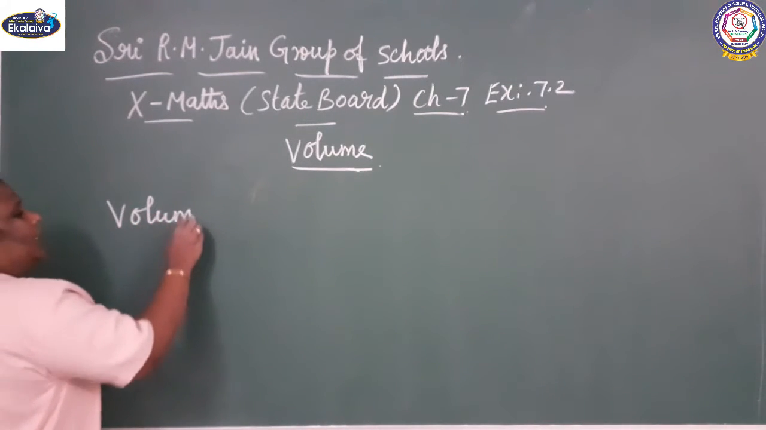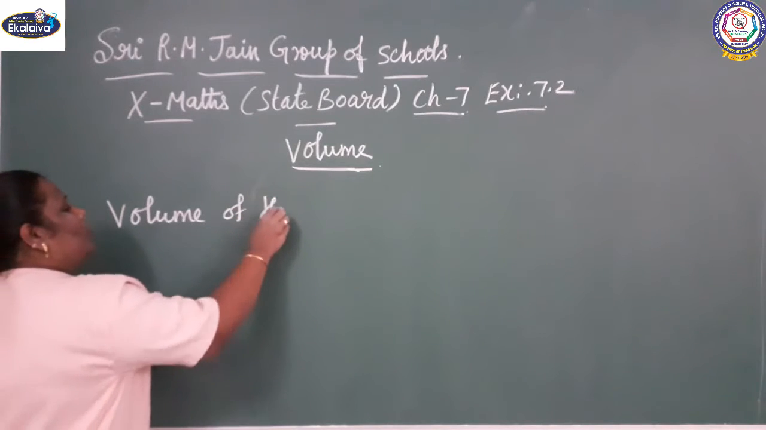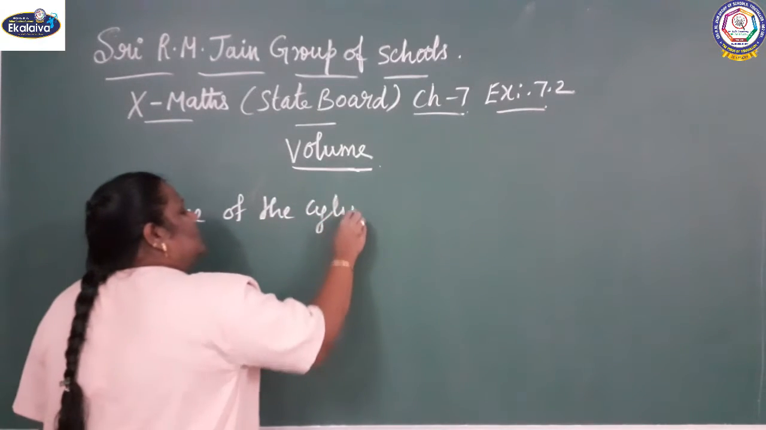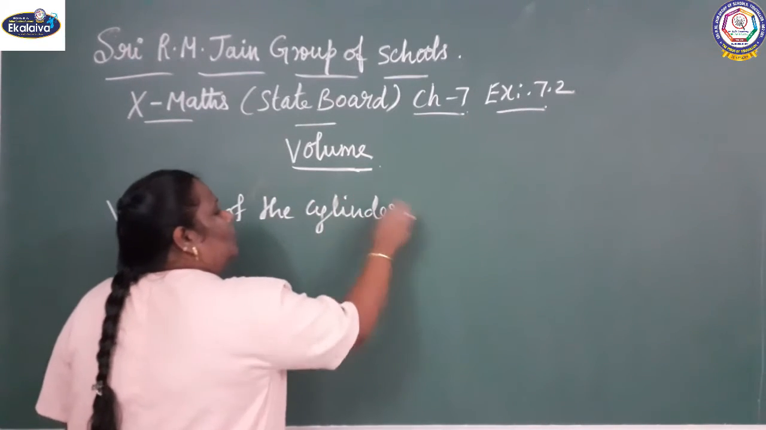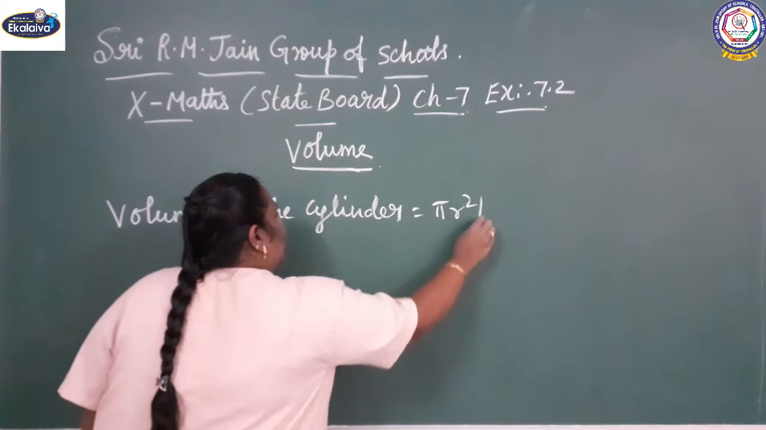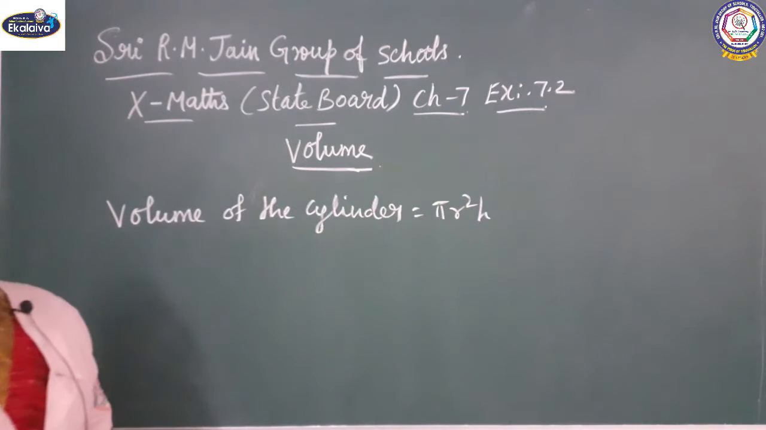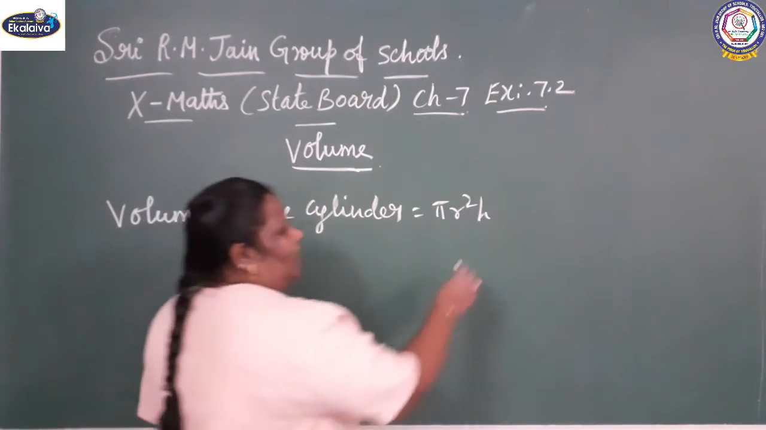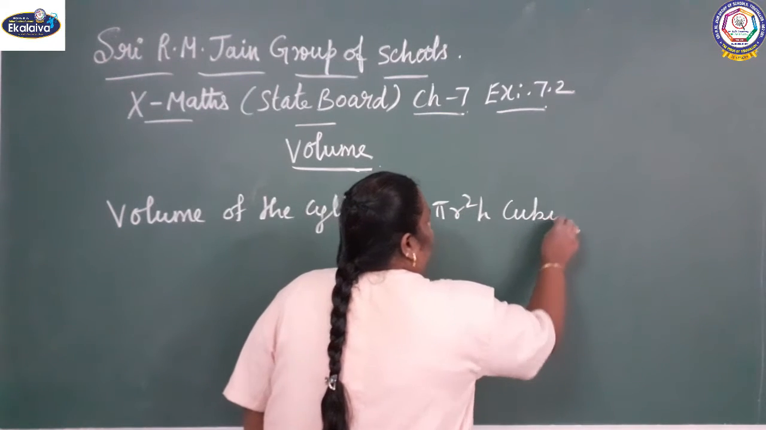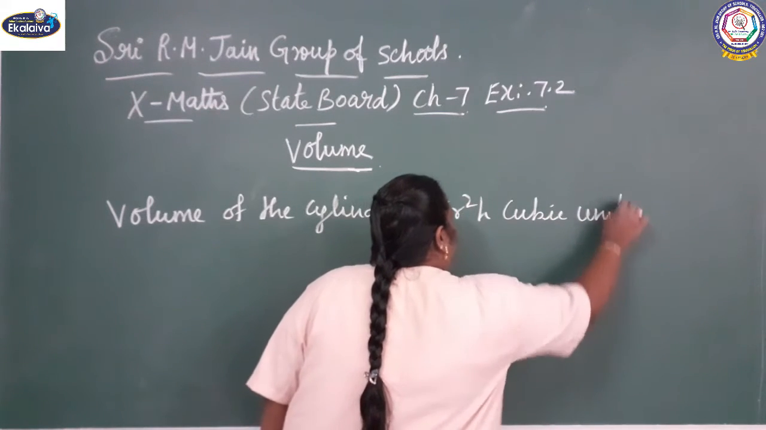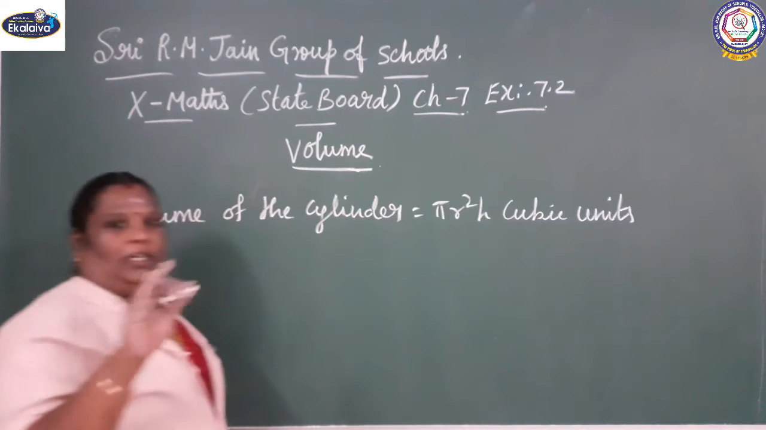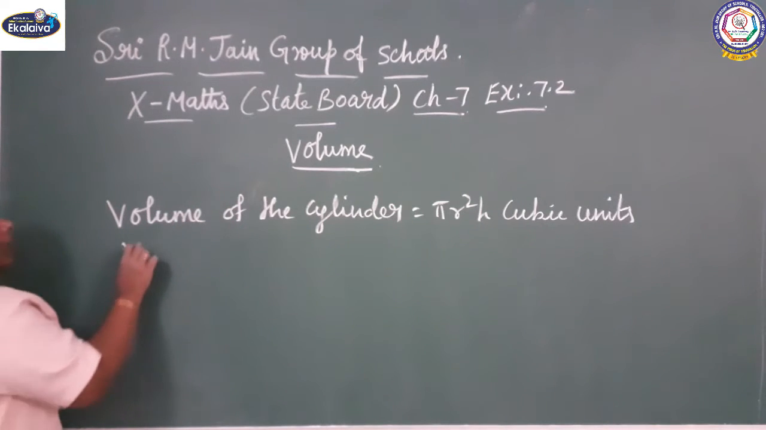Volume of the cylinder equal to pi r square h cubic units. Generally volume is measured in cubic units.